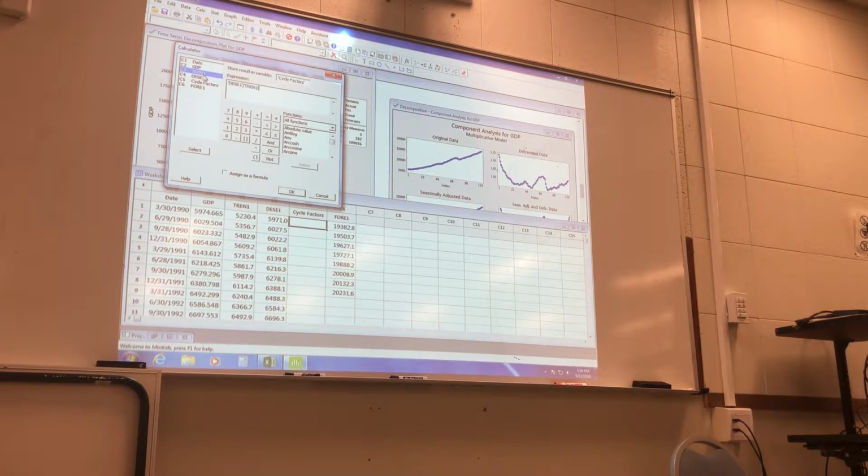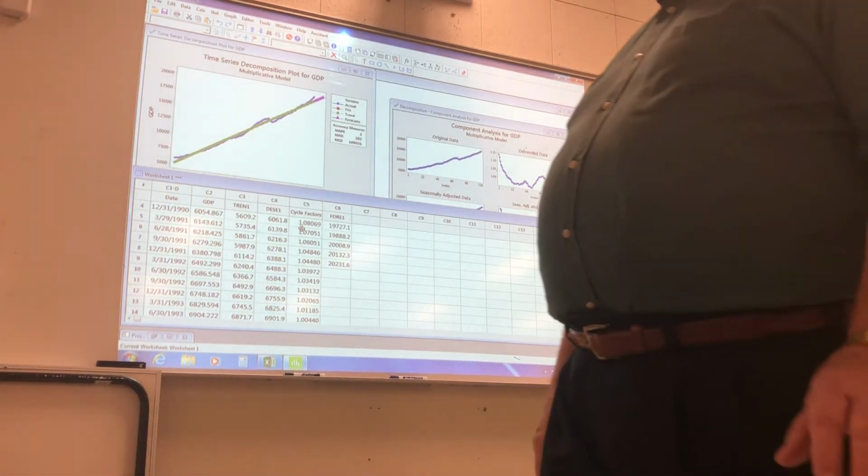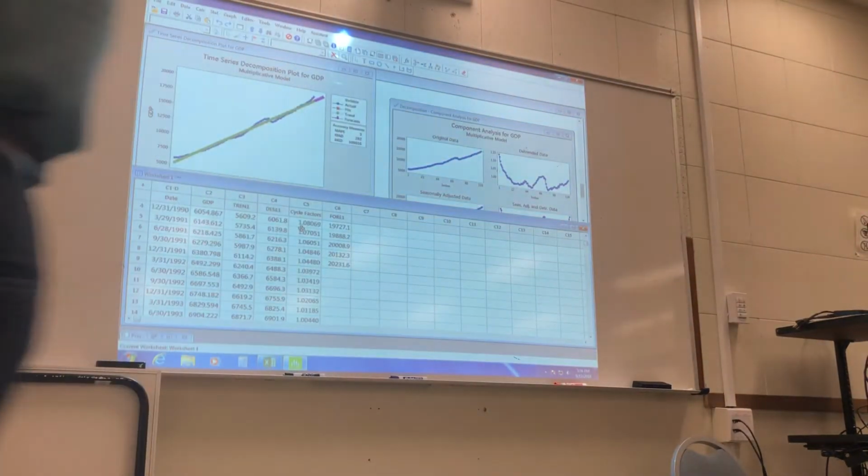That gives you the ratio of the data to the trend line. If it's above 1, it's above the trend line, less than 1 is below the trend line. Okay? And you get all these cycle factors. You get one for each observation. Yes, sir? Can you repeat it one more time? What were the two columns you used?